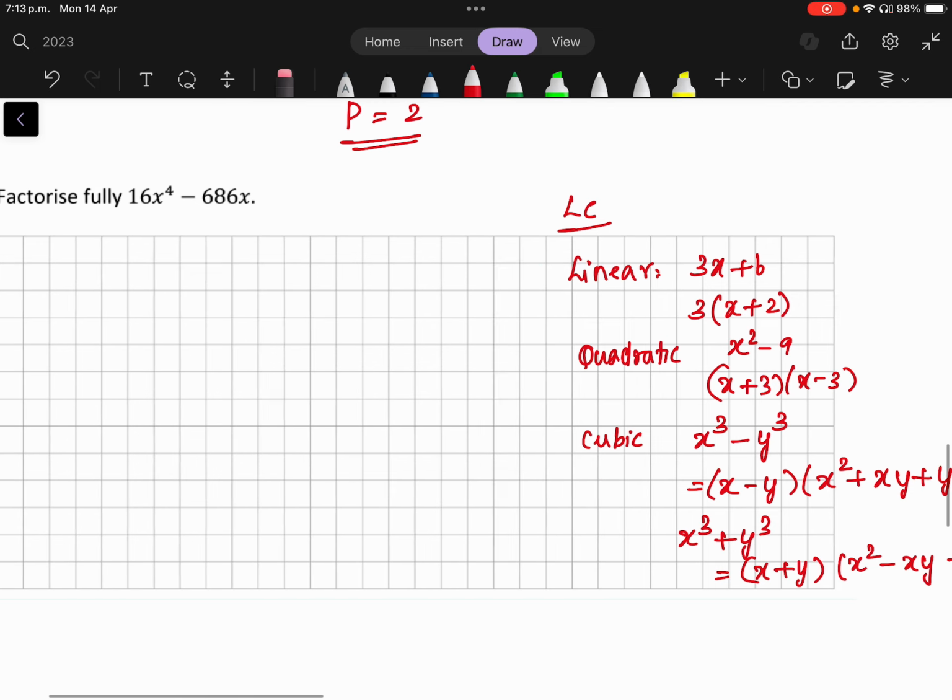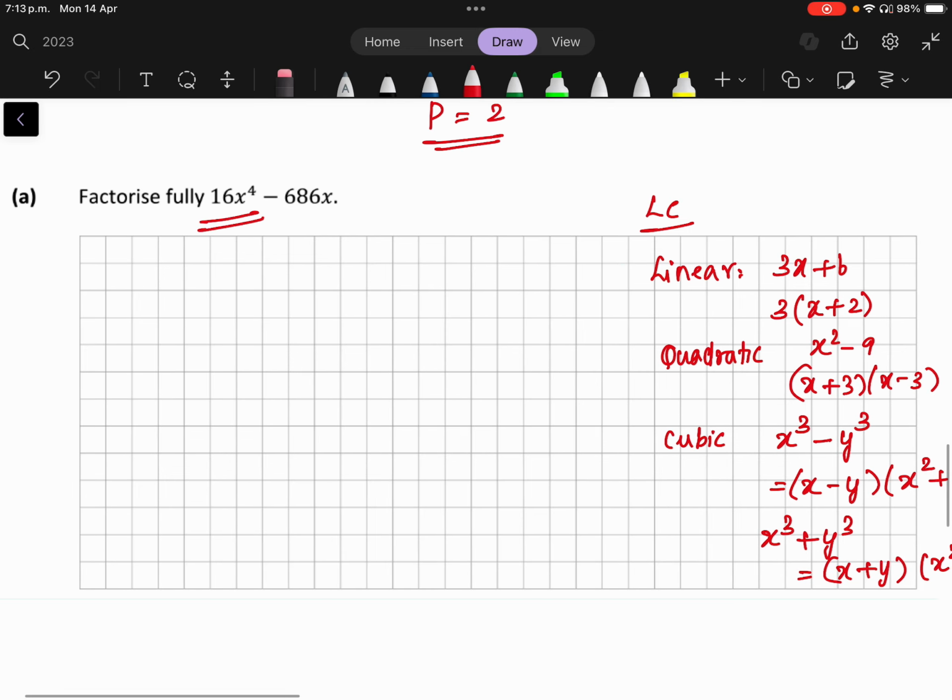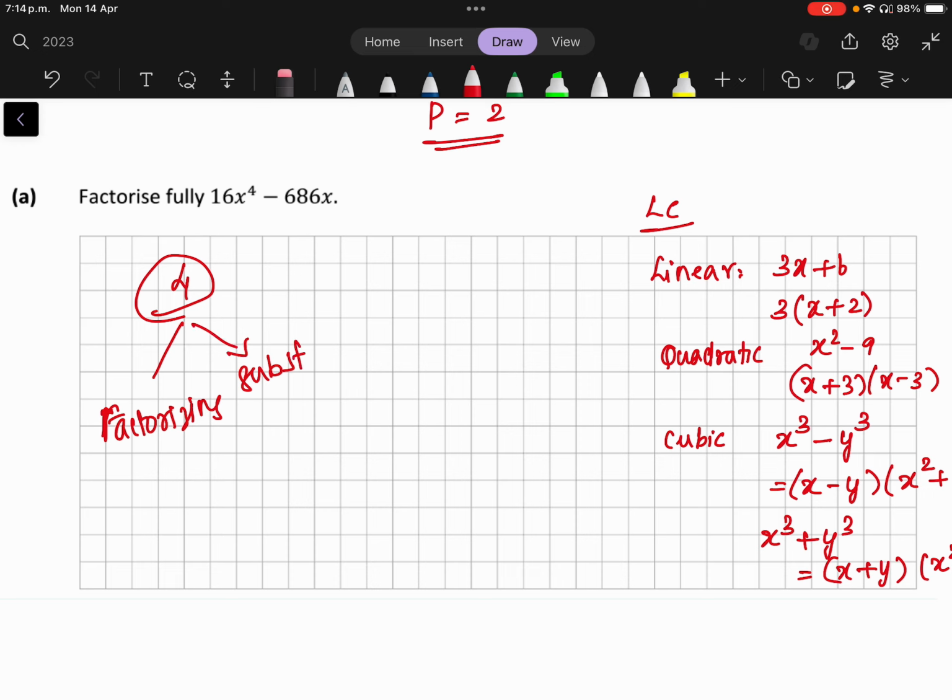But when it comes to expressions with x to the power of 4, there's nothing. We don't need to learn it now, but there will be some sort of factorizing or substitution which will come into picture. So remember, when you have something with power of 4, there are two methods, which is either factorizing or you have to substitute. Substitution.